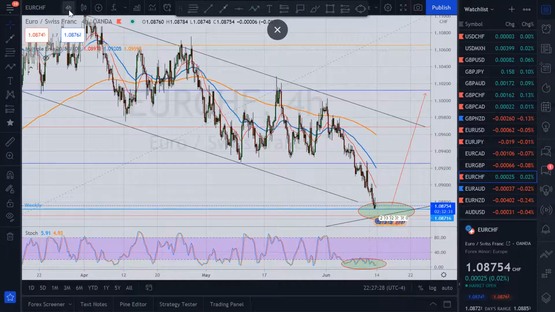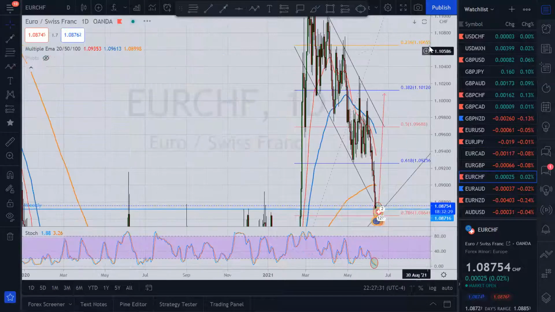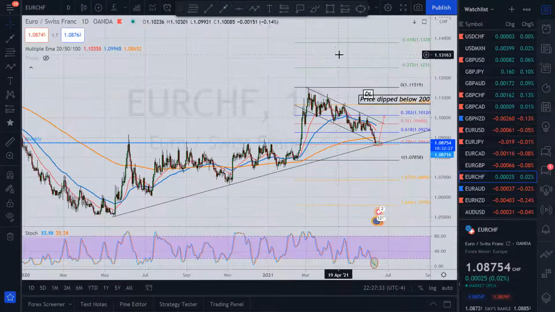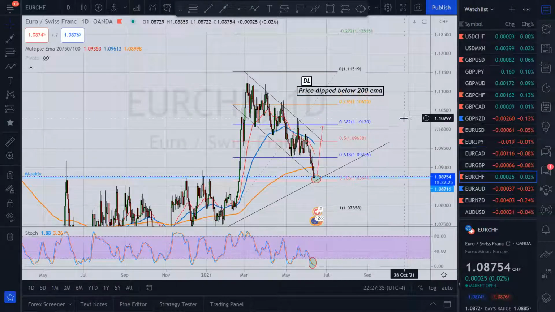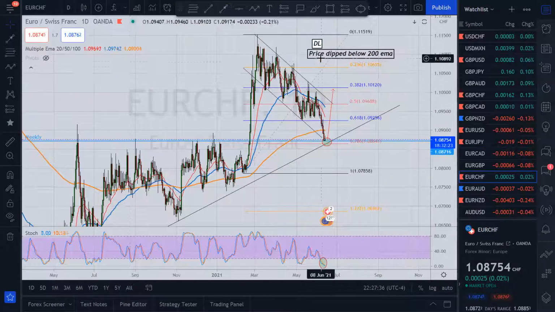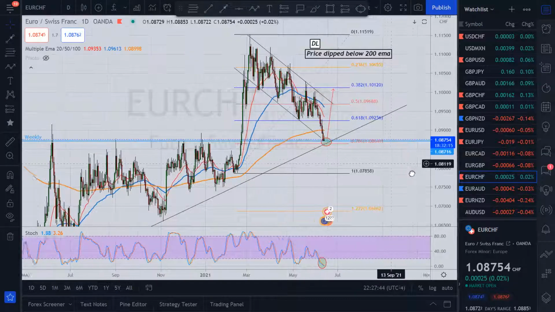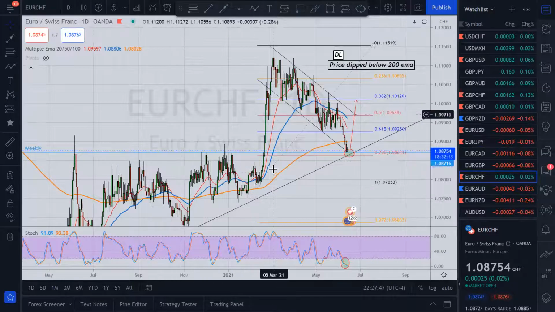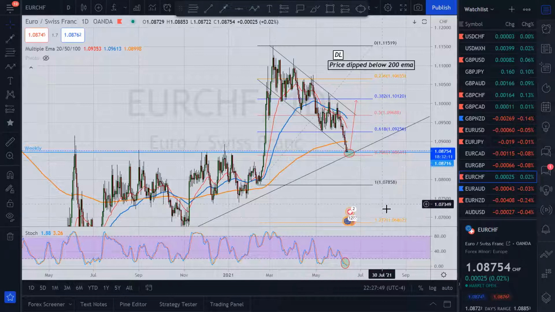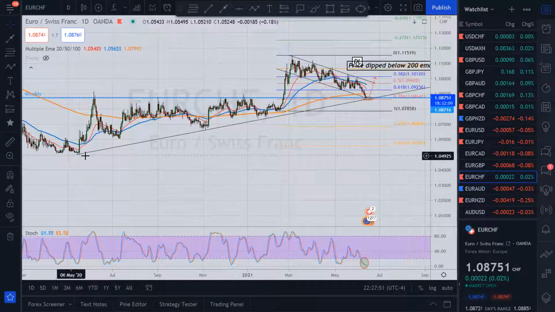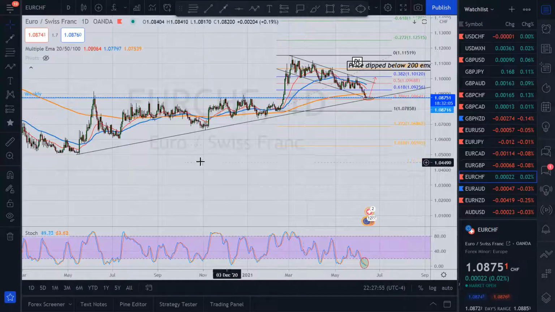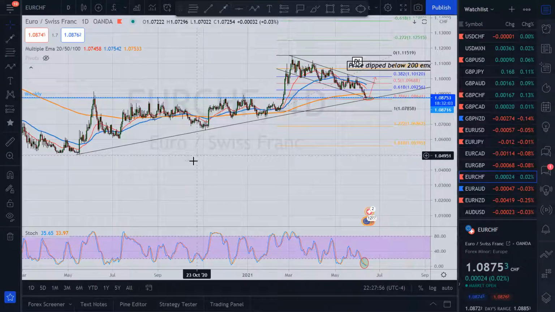Euro Swiss. I'm going to the daily. This one is kind of funky. Why? Because I left the EMAs up here for a reason. I only use these for secondary confirmations. I like to use price action myself, but I look for confirmations sometimes when it's funky. This one's kind of funky because price is in an uptrend. We've been in an uptrend since May 18th last year, 2020.